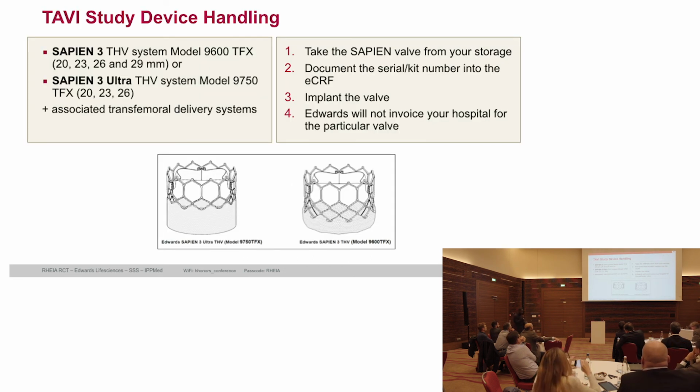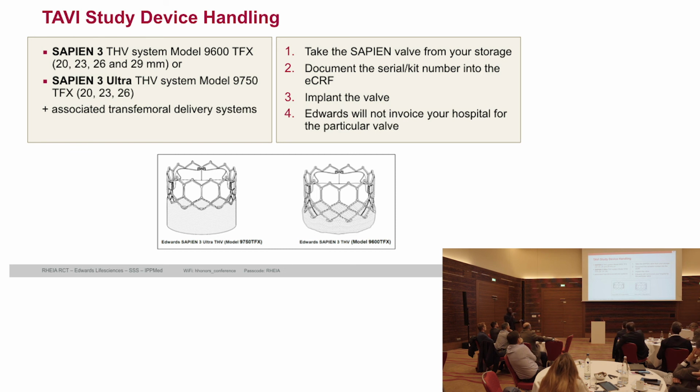Okay, this is one of the final slides, and it's quite important, about the study device handling. So as I said, we have 3 valve sizes: 23, 26, 29. The 23 and 26 are going to be either S3 or S3 Ultra. The 29 is going to remain the regular S3 as we all know. We won't use the S3 Ultra 29, which is not available for the trial.